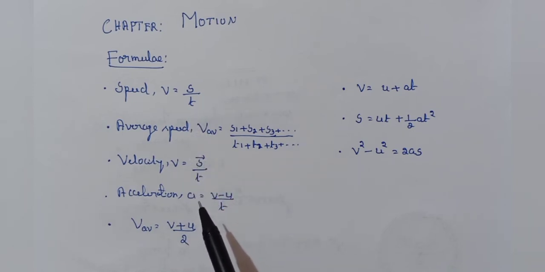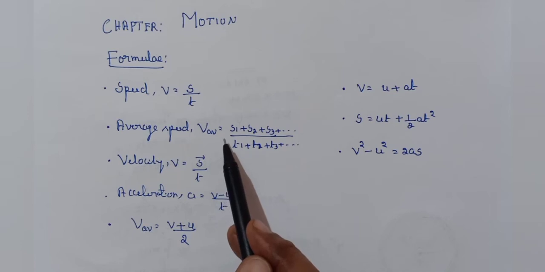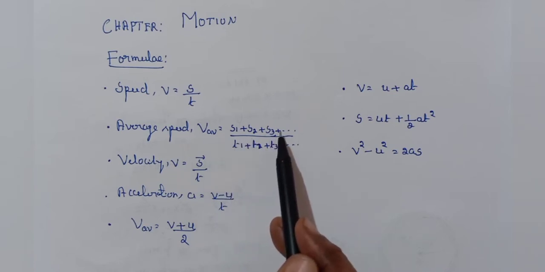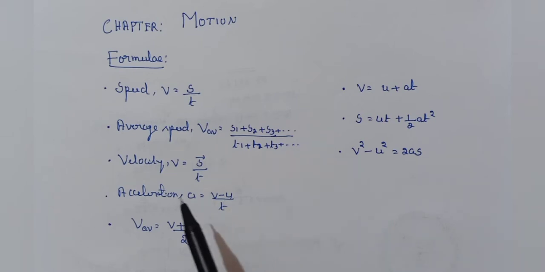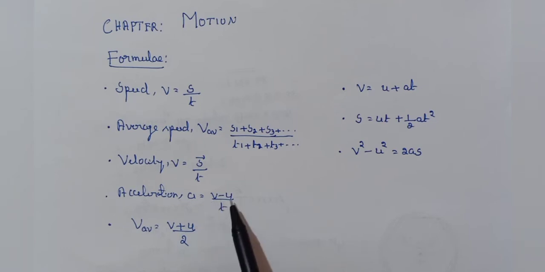Next, the average speed. The average speed is equal to the total distance by total time taken. Then the velocity of the object. The velocity is same as the speed of the object, that is V is equal to S by T. Then the acceleration. A is equal to V minus U by T. A is the acceleration, V means the final velocity, U is the initial velocity.